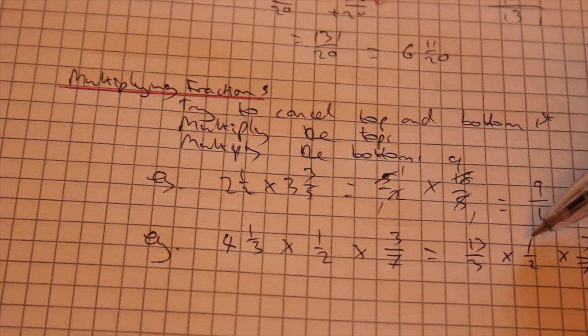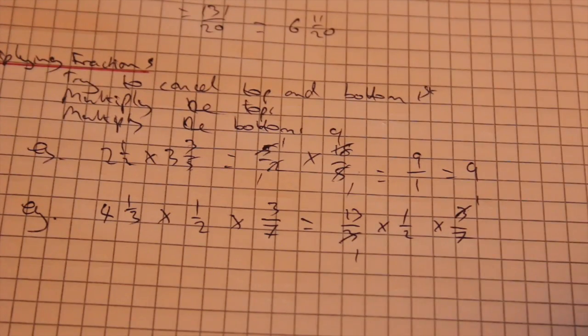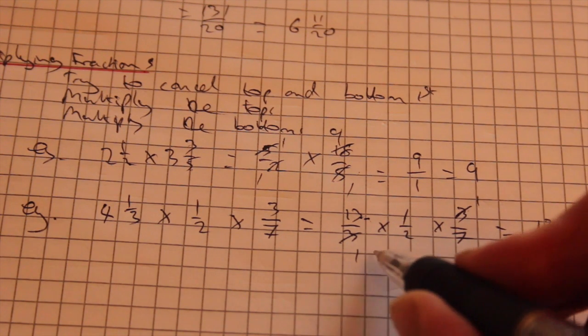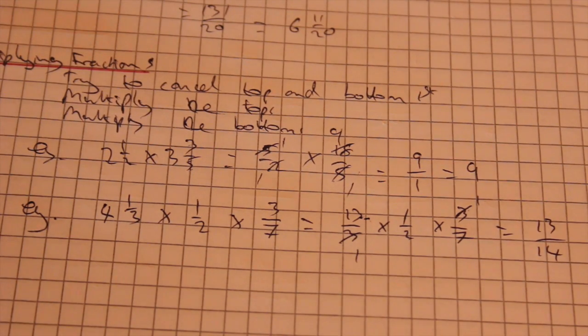Nothing divides into it. 1 doesn't count. 3, and that 3 cancels by 3. 3 into 3, 3 into 3. Now I'm finished. Multiply the top lines. 13 times 1 times 1. Multiply the bottom lines. 1 times 2 times 7. And that's that one finished.